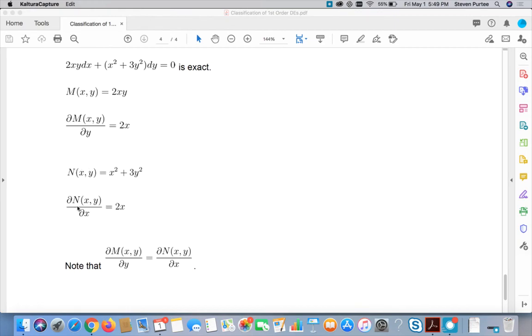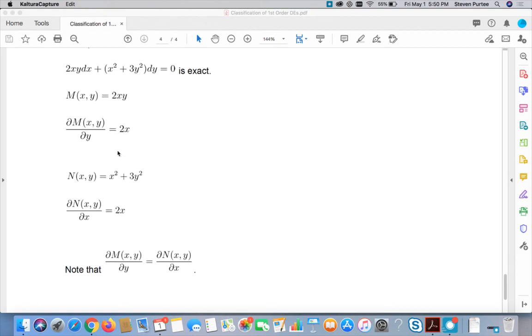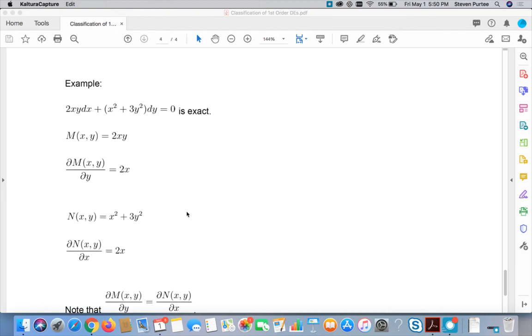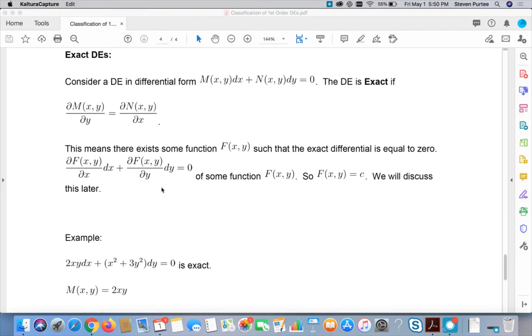Okay, the other part, N, is all the stuff in front of dy, x squared plus 3y squared. I take his partial with respect to x, treating y as a constant. So for example, the derivative of 3y squared with respect to x is 0, because y is a constant. Derivative of a constant is 0. The partial of x squared with respect to x is 2x. Hey, I got 2x both ways. That means that was, in fact, an exact differential equation. So this DE is exact.